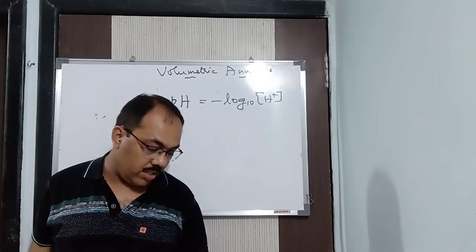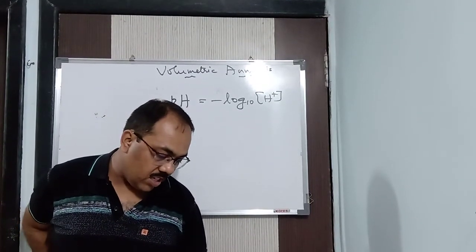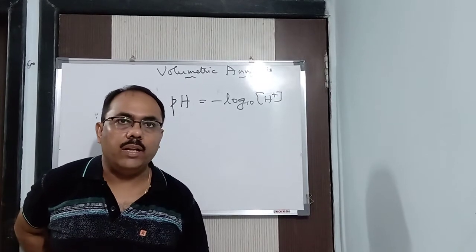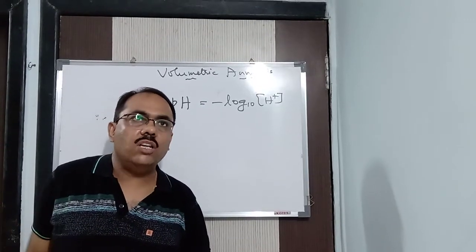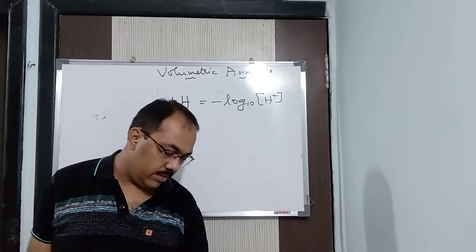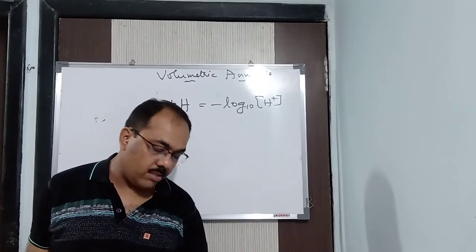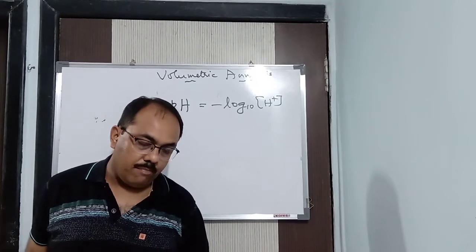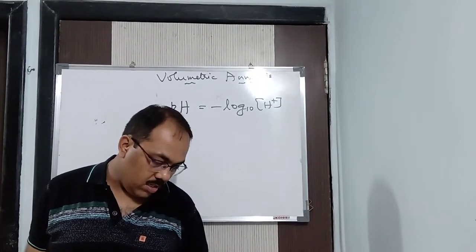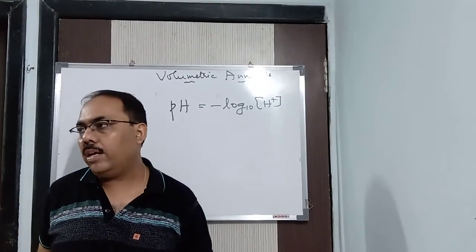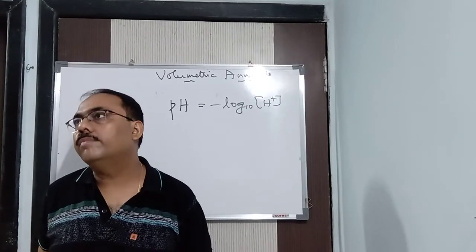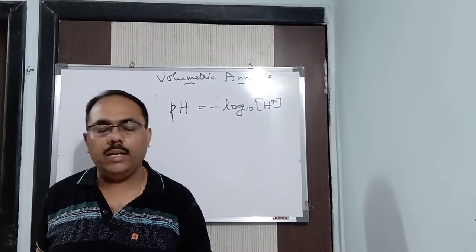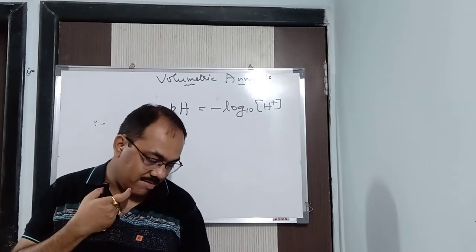The second point you write down: the pH change near the equivalence point in the indicator for titration.